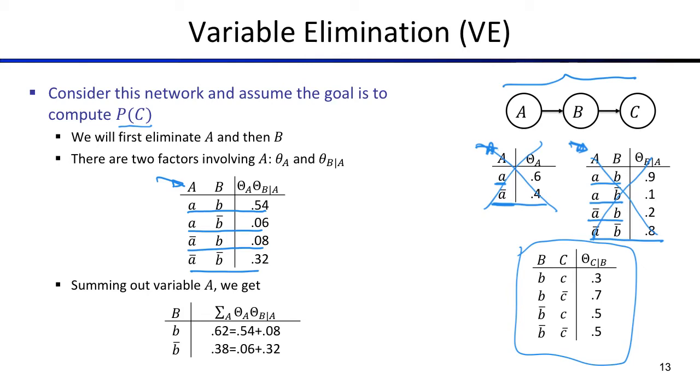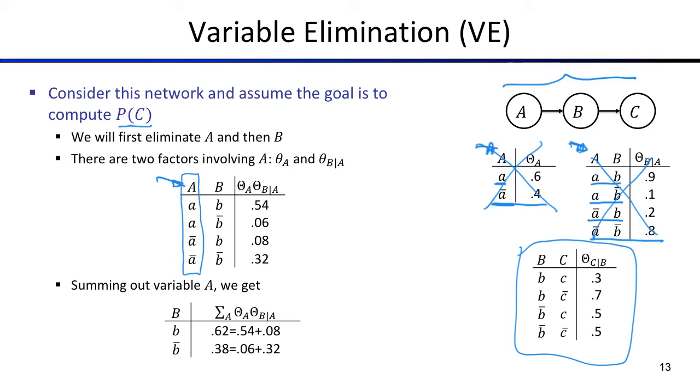And so A is just mentioned in this factor. We can eliminate A. To eliminate A, what we have to do is the summation process. So it's also very simple. We have to eliminate the variable A. So this variable here is going to disappear.